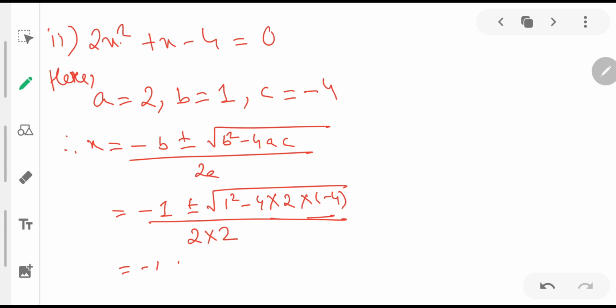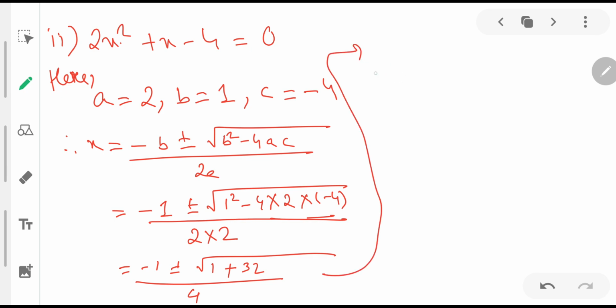So, we will get minus 1 plus minus root over 1 square, which is 1. Here minus minus will become plus. 4 4s are 16, 16 2s are 32, divided by 2 2s are 4. So, I am solving the remaining part here: x equals minus 1 plus minus root over 1 plus 32, which is 33, divided by 4.